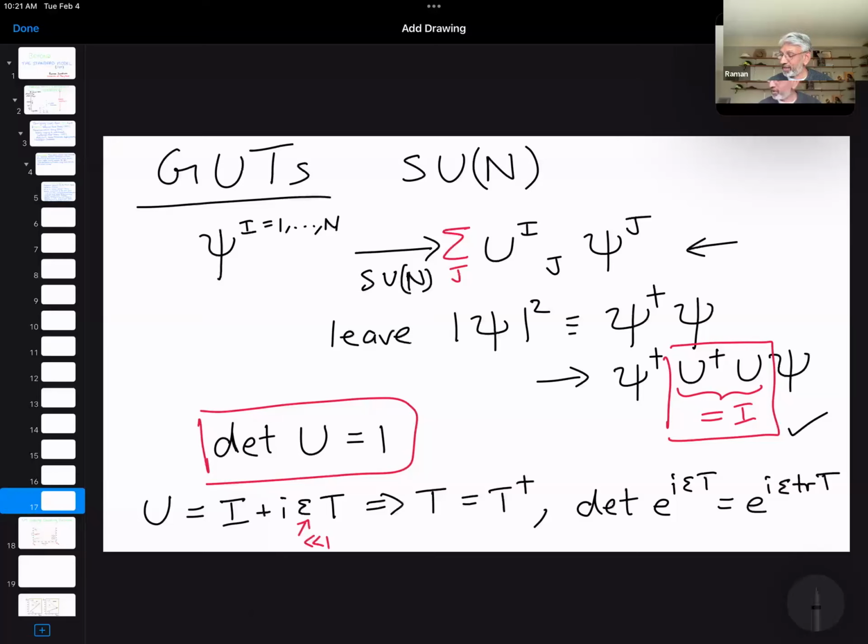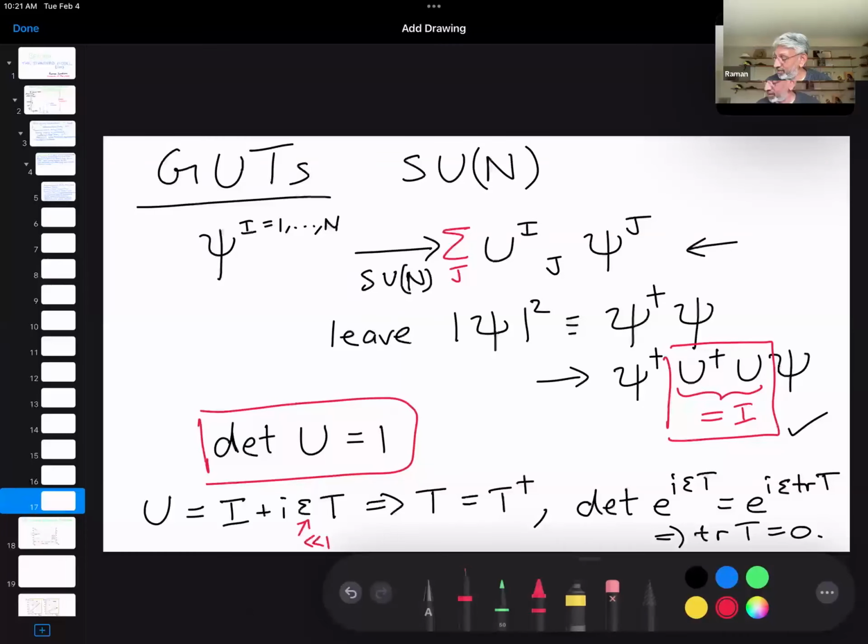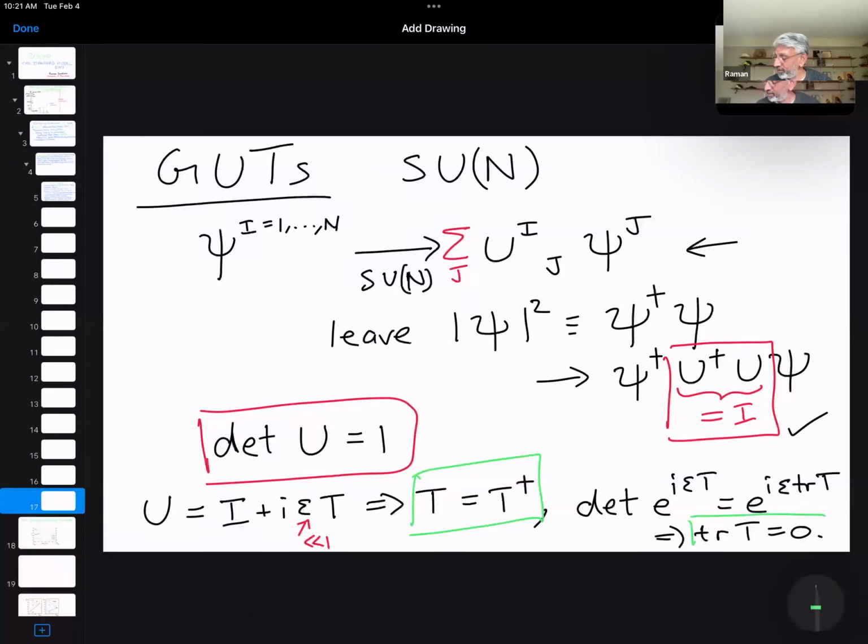But now the fact that the determinant has to be 1 implies that the trace of T is 0. So these so-called generators of the group, or the infinitesimal versions of the SU(N) group, the T's are any n by n matrix which is Hermitian and traceless. Okay, so we can just maybe summarize by just this. Okay, so good. So again, many of you know that.